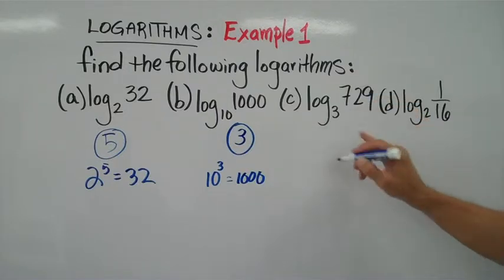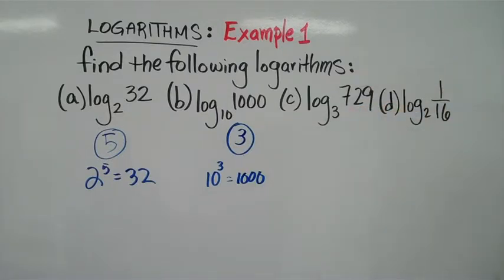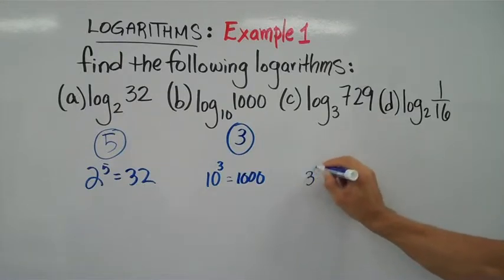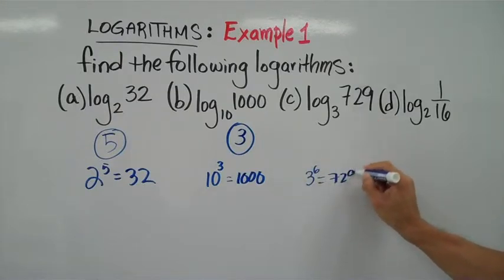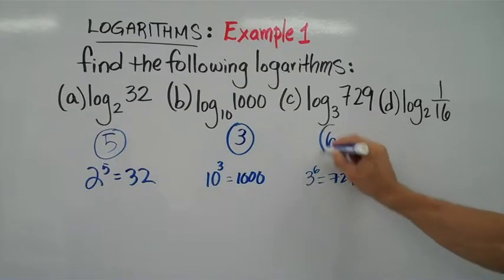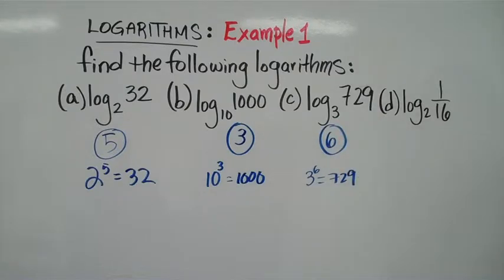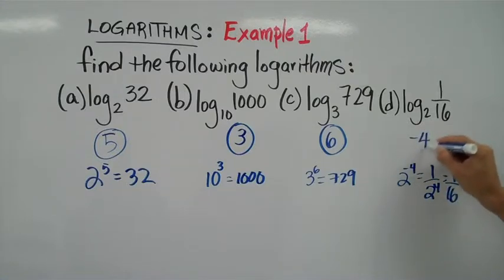Log base 3 of 729. It's saying 3 to what exponent gives you 729? Well, we know 3 to the 6th is 729, so our answer is 6. The answer to a log problem is the exponent. Log base 2 of 1 over 16. 2 to what power gives you 16? Well, 2 to the 4th gives you 16. Oh, it's in the denominator. It must be negative 4th. 2 to the negative 4 is 1 over 2 to the 4th, which is 1 over 16. So our exponent that makes this true is negative 4. The answer to a log problem is the exponent.